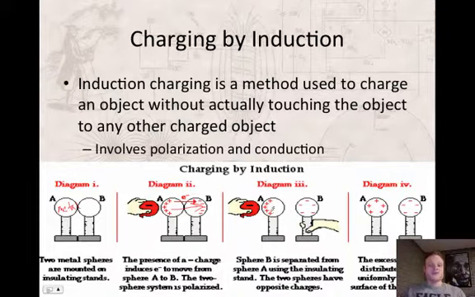If I then take my other hand and pull these two spheres apart, this sphere over here is now positive, and this sphere over here is negative. And that is what charging by induction involves. Basically, you require the electrons to move away from an object, and then when you separate the object from the thing charging it, you have charged spheres or whatever the case may be. So this is charging by induction.